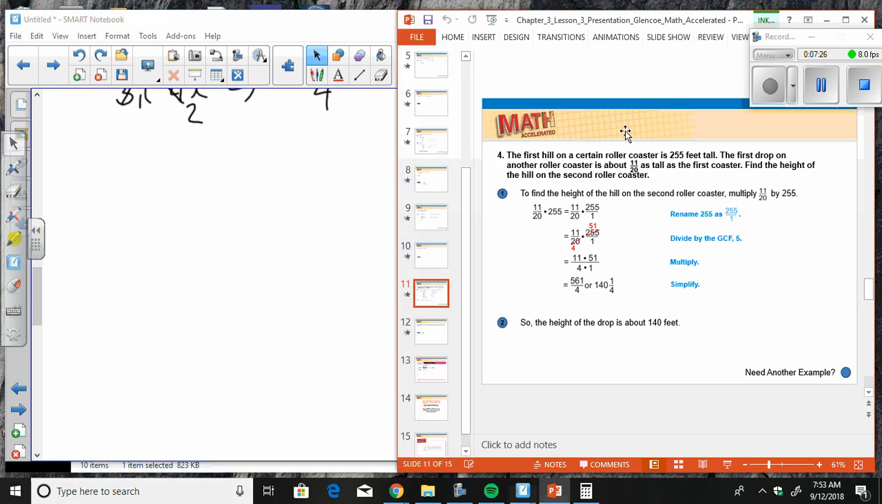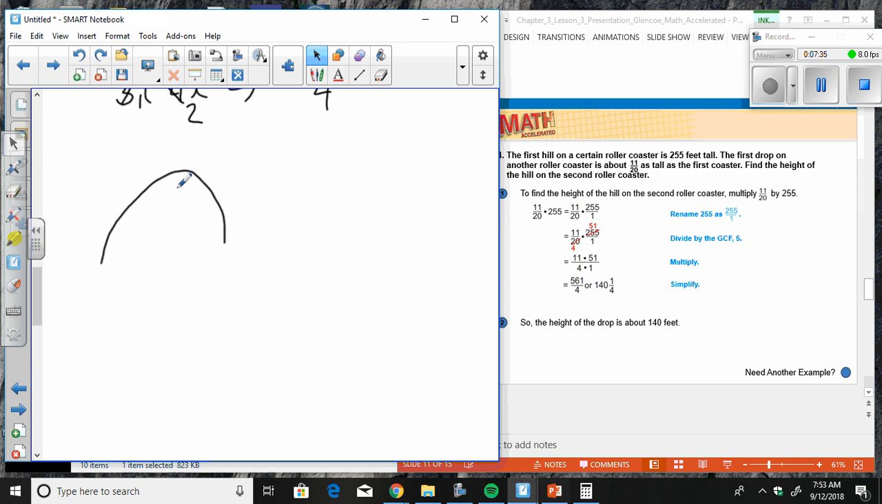The first hill on a certain roller coaster is 225 feet tall. The first drop, so the first hill is 225 feet. So let's visualize this here. The first drop on the roller coaster is about 11/20 as tall as the first coaster. I think that means this is the first hill. So that means it doesn't go all the way down. It's somewhere around in here. So from here to here is 11/20 of 225. Find the height of the hill on the second roller coaster.